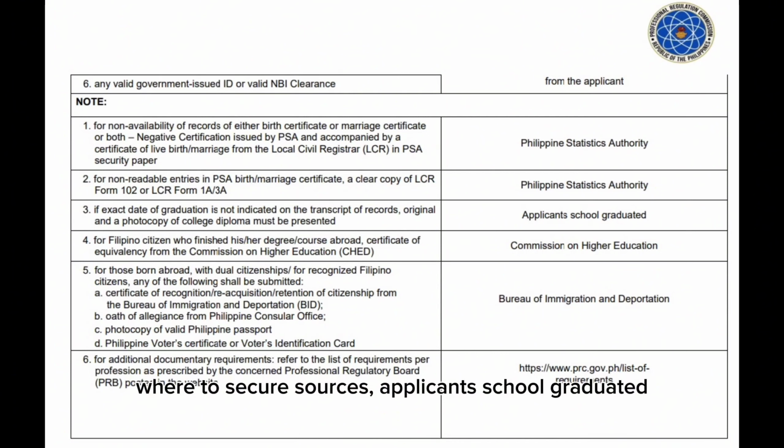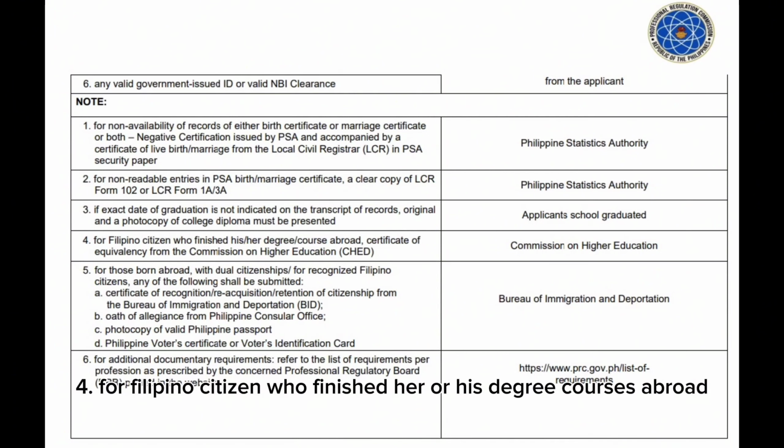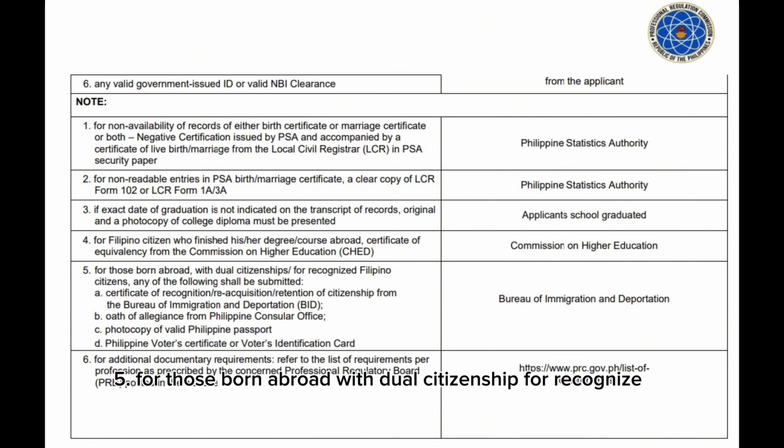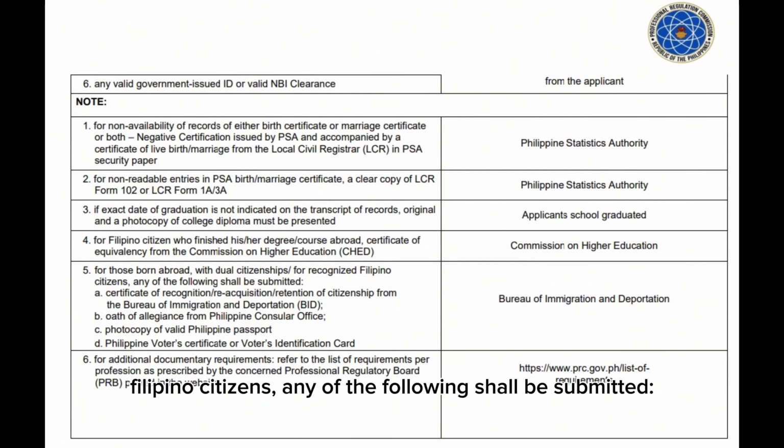Applicant's school graduated. 4. For Filipino citizen who finished his degree course abroad, certificate of equivalency from the Commission on Higher Education, CHED. Where to secure sources: Commission on Higher Education. 5. For those born abroad, with dual citizenship or for recognized Filipino citizens, any of the following shall be submitted.